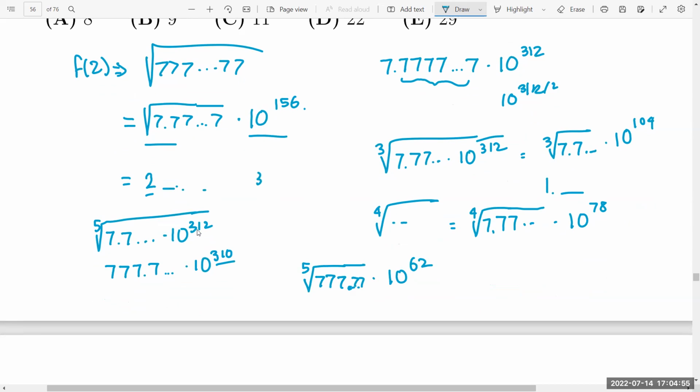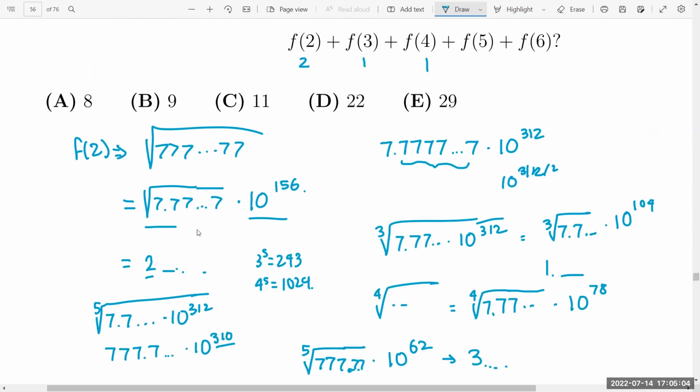The fifth root of 777.7 and so on is between 3 and 4, because 3 to the fifth is 243 and 4 to the fifth is 1024. So that gives us 3 and something, something. So f of 5 is 3.